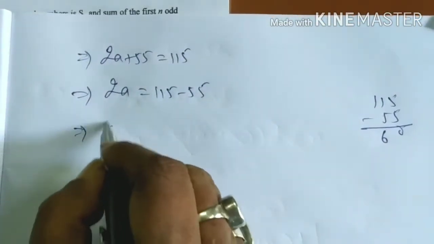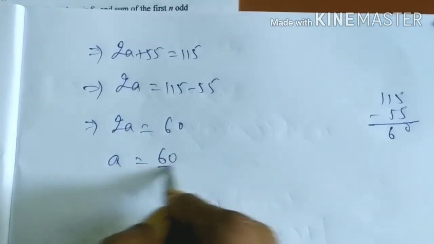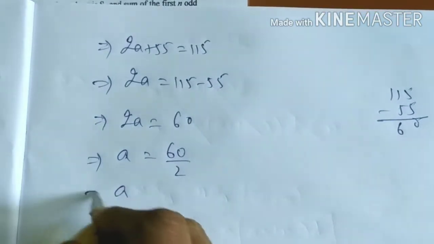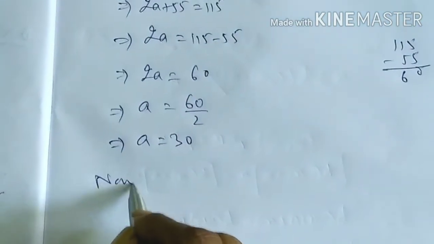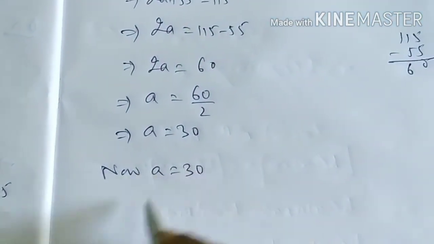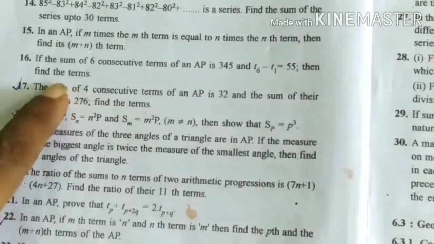Therefore, 2A is equal to 60. A is equal to 60 by 2. A is equal to 30. Now you see that A is equal to 30 and D is equal to 11. Here the question says that we have to find all the 6 terms.